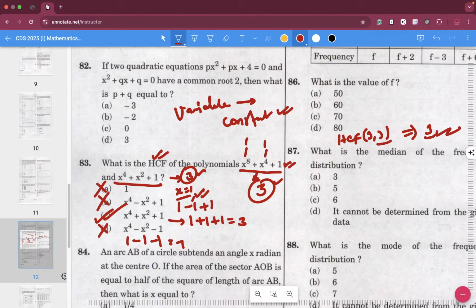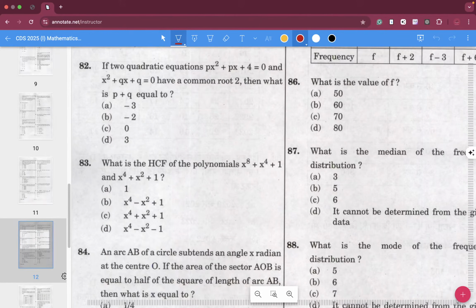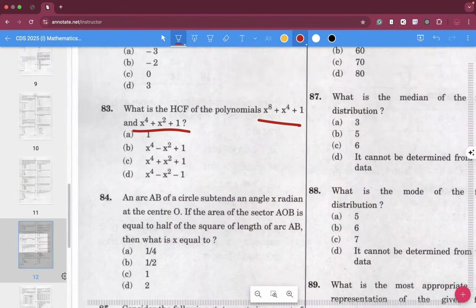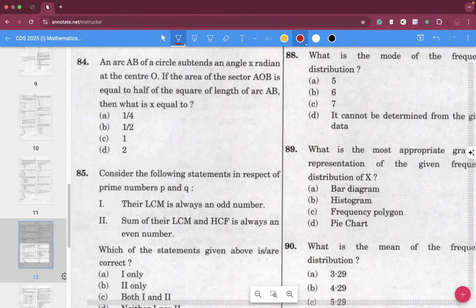Okay, the HCF of 3 comma 3 is 3 only, right? So this is the short method over here. You always have the choice to do the factorization and all that, but in this case, if you get into the factorization, it will really break your head. So the best method over here is to put in the values, right?